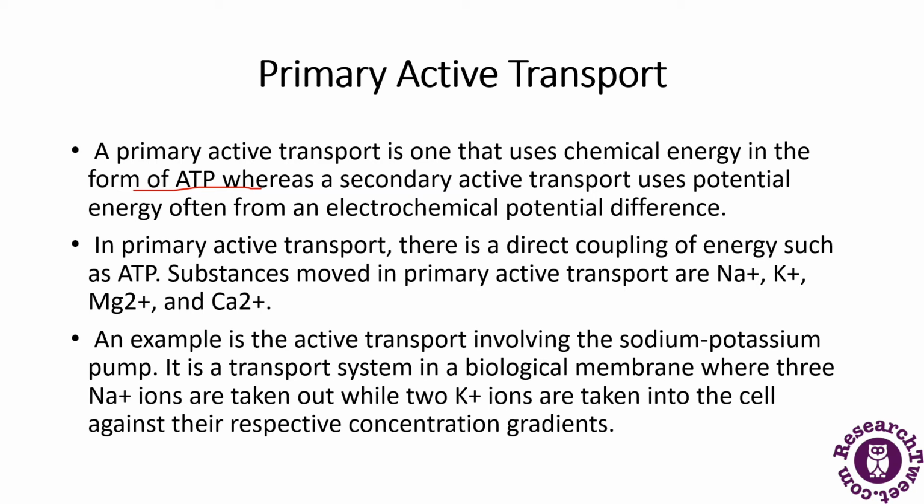In primary transport, there is a direct coupling of energy such as ATP. The substances that move in primary active transport are Na+, that is sodium, K+, that is potassium, Mg2+, that is magnesium, and Ca2+, that is calcium. So what is an example of this primary active transport? It involves the sodium-potassium pump. It is a transport system in a biological membrane where 3 Na+ ions are taken out while 2 K+ ions, that is potassium ions, are taken into the cell against their respective concentration gradients.